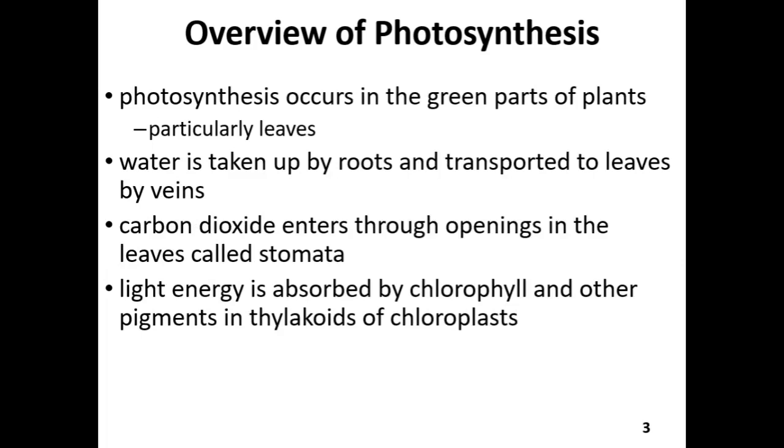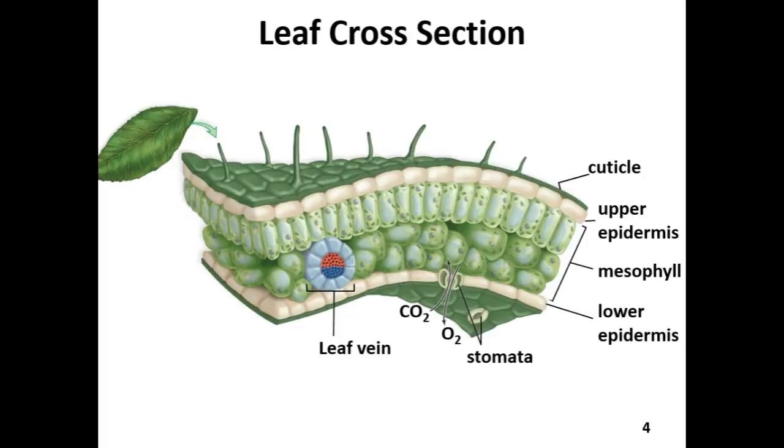Photosynthesis occurs mainly in the leaves of plants, but in the green parts of plants, particularly the leaves. Water is going to come in through the roots. Carbon dioxide enters through a region called the stomata, which you'll see on the next page. And energy from the sun is absorbed by chlorophyll in plants, sometimes other pigment molecules in other organisms. And this chlorophyll is found in an organelle called the chloroplast, where photosynthesis occurs.